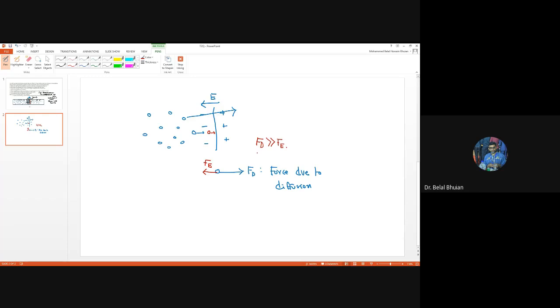You tell me. So will it pass through? The hole will anyway overcome the barrier offered by this electric field. So the hole will pass through.